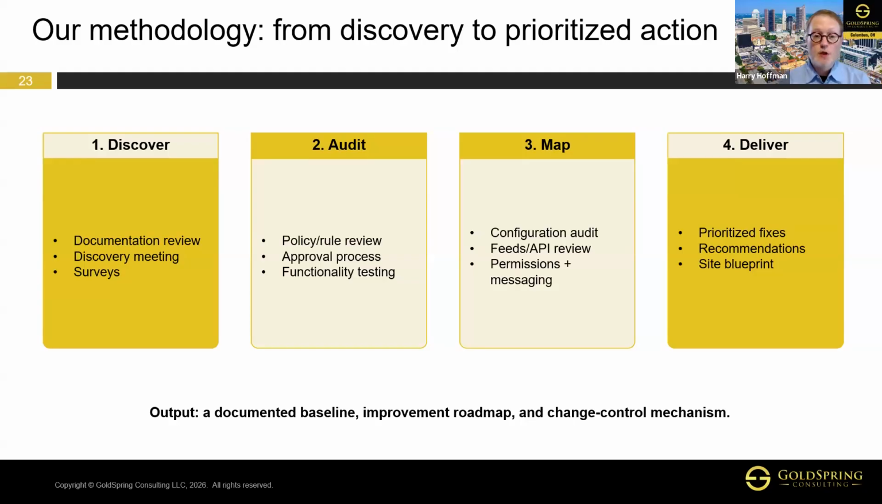Next, we'll actually do the audit itself. We'll look under the hood. We'll look at the policy review, look at the programming in terms of the content, the approval processes, the functionality. And then we'll start really digging in there and looking at the audit and the configuration and everything. And then we'll map it. We'll do our configuration audit. We'll look at the feeds and the API. We'll look at your permissions and settings, also your messaging and your content that you have up there, your pop-ups. Does it look like the internet circa 1995 where pop-ups are everywhere and things might be irrelevant, or is it really tight messaging that you have to your travelers?